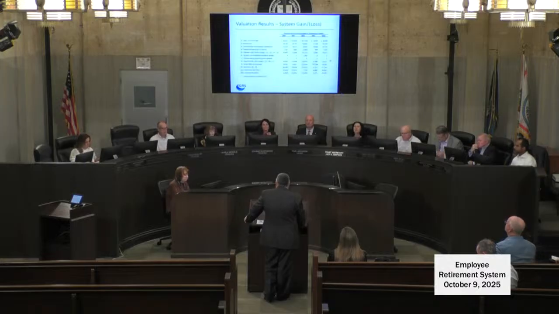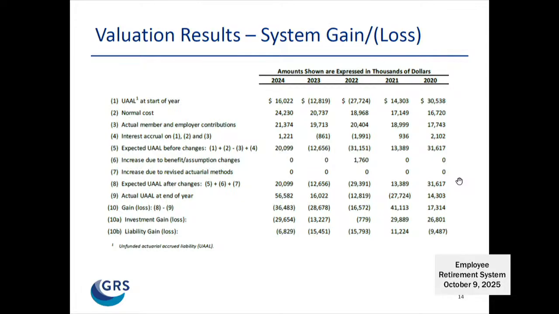On this slide, we've got your gains and losses for the system. We started the year off with an unfunded liability of $16 million. We know that your active members were going to earn another year's worth of benefits in the amount of $24 million. The city and the members paid their contributions in the amount of $21.3 million. There was an interest component, mainly on your unfunded liability, of about $1.2 million. So when we added all of that up, we expected your unfunded liability to be $20.1 million.